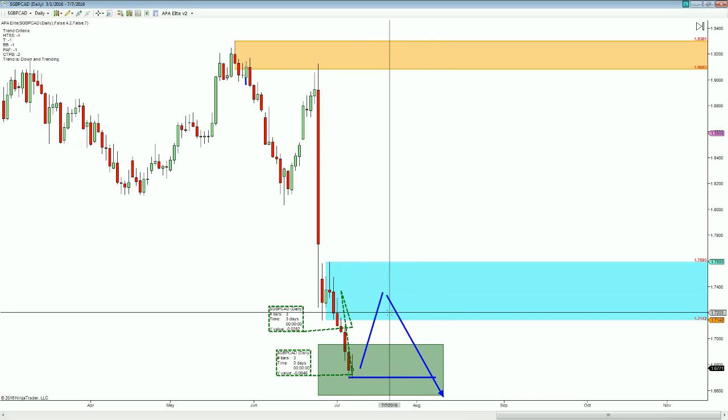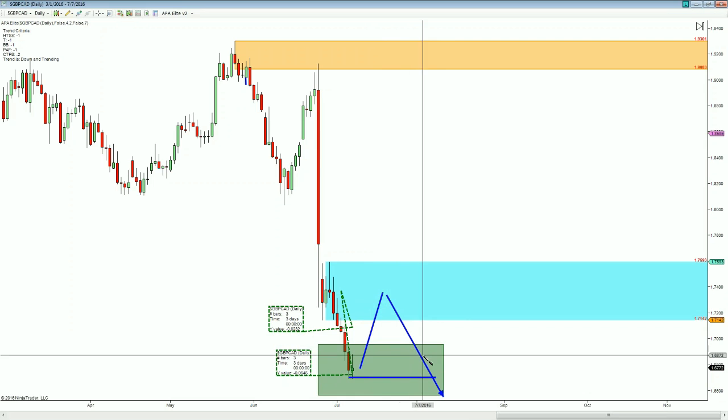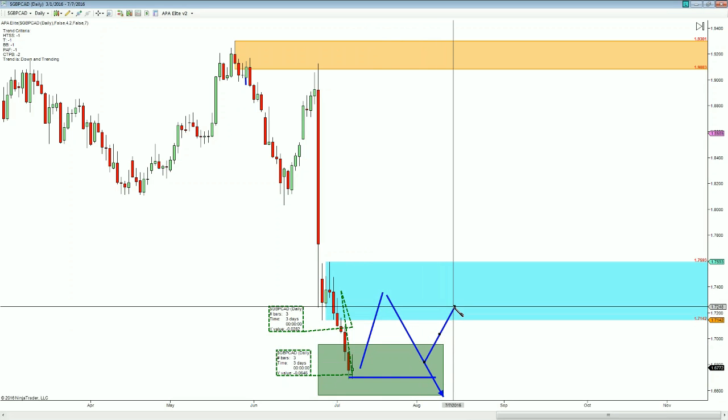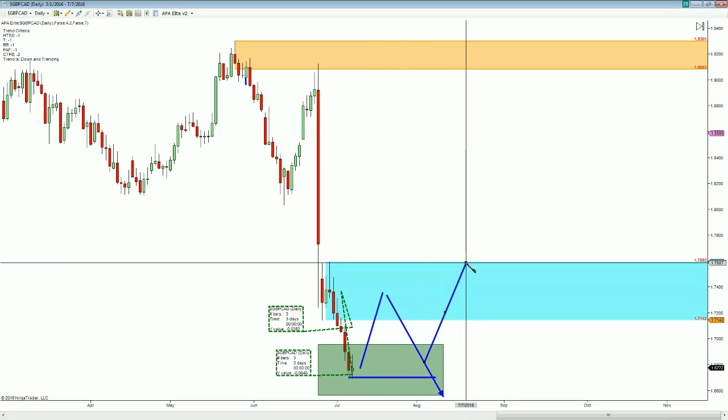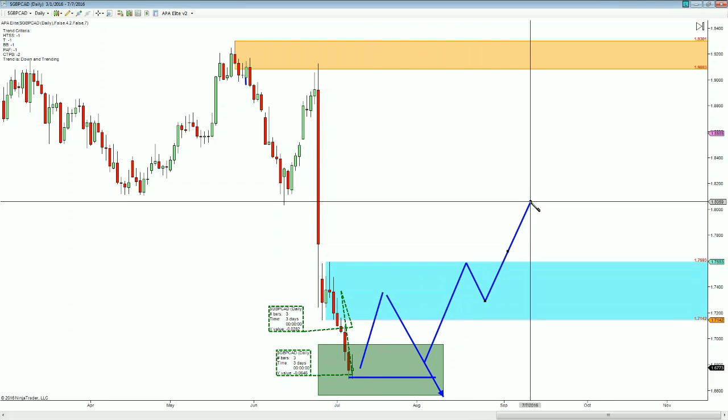Okay, now what if this is the bottom down here? Well, that's okay too. I don't mind. I want to let the market be correct more so than myself. The market can do anything that it wants to do. Now let's just say that it does go to the upside and we get something like this.